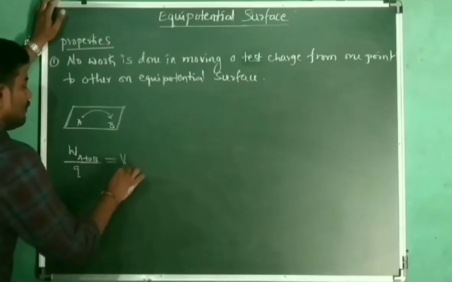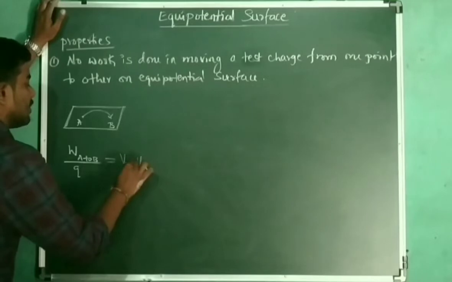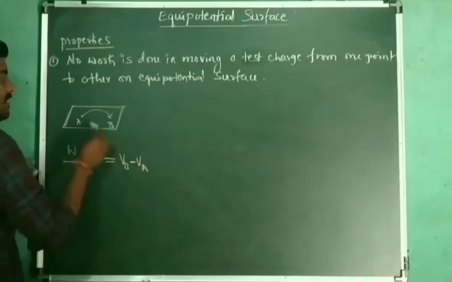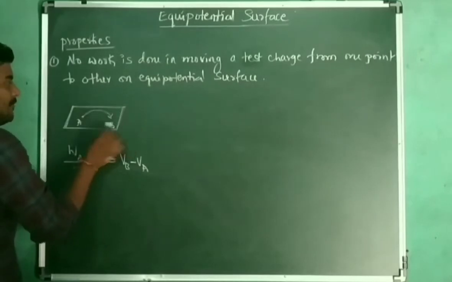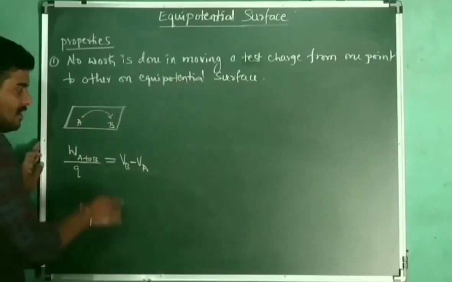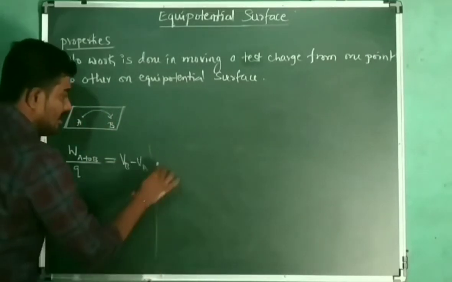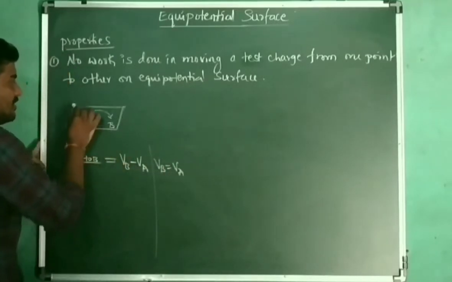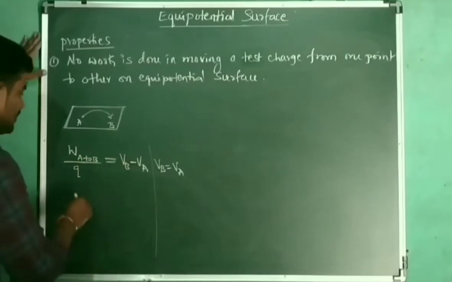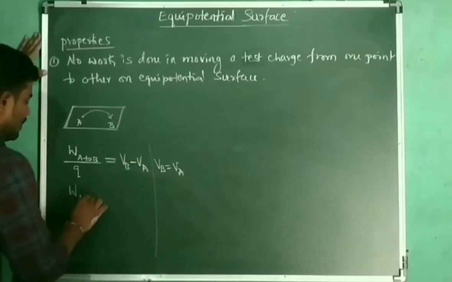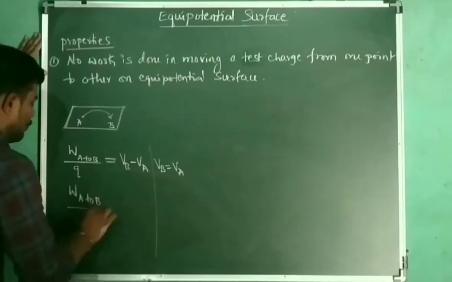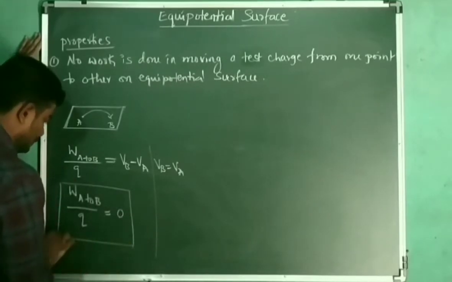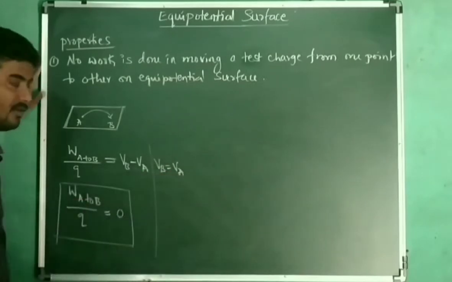is equal to VB minus VA, final potential minus initial potential. But see, this is an equipotential surface. Throughout the surface the potential is the same, then VB and VA are equal. VB is equal to VA. Then and only then can I treat this surface as an equipotential surface. Therefore, work done in moving a charge from A to B is equal to 0, because VB is equal to VA.